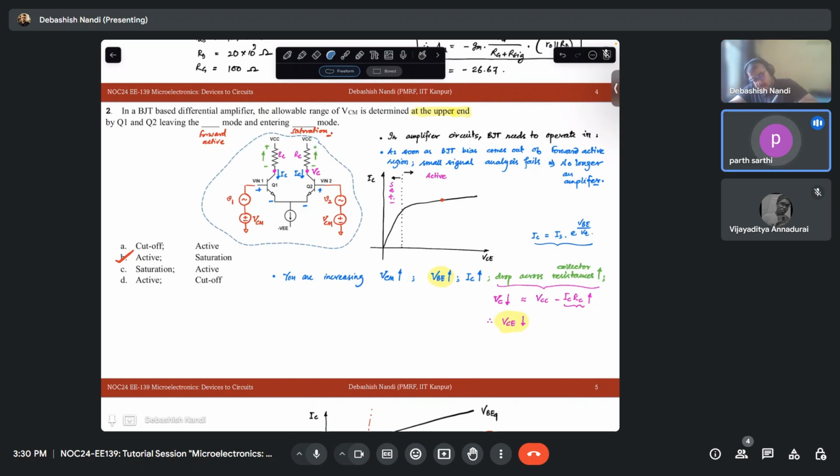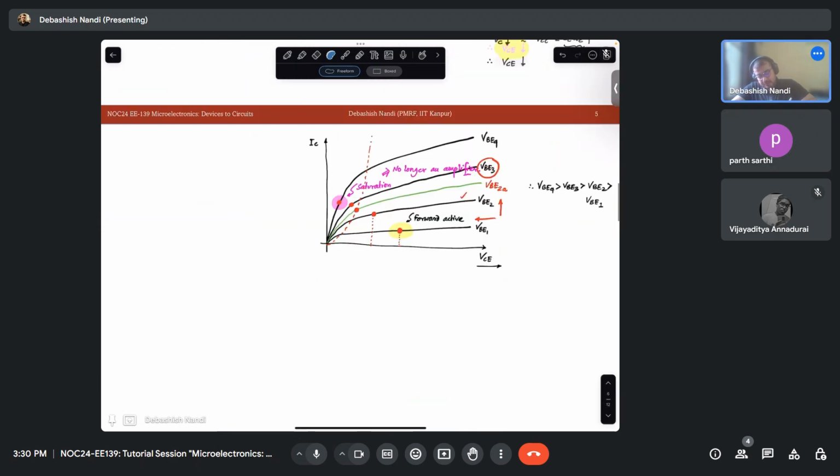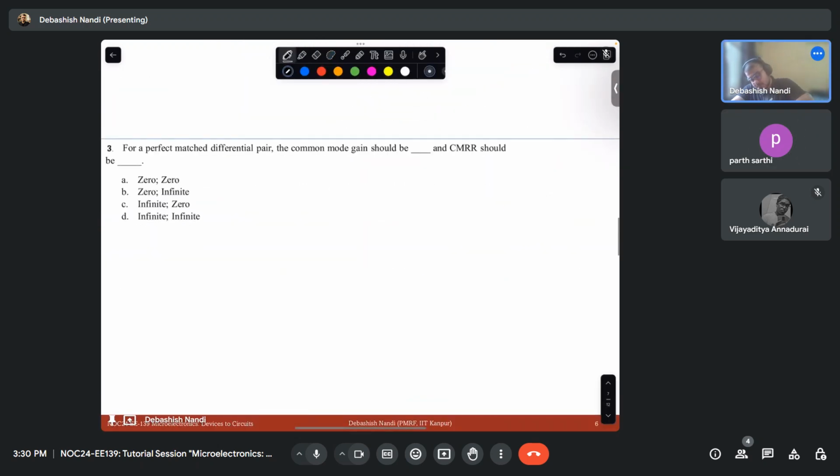Sir, please explain this with a MOSFET example. A MOSFET example, okay. MOSFET I was saving for a later time, but if you want, then that is fine also. Nobody asks about BJT, right? Okay, then there is no issue.